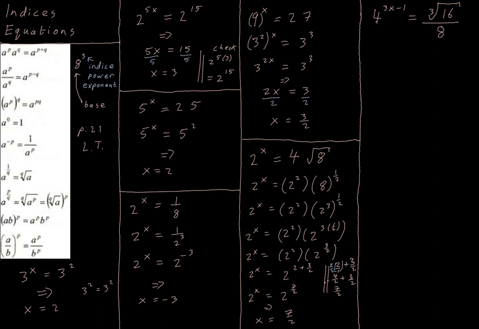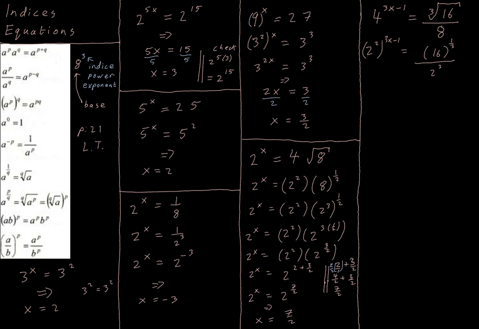I can't see that I can write all of these as powers of 4, but I could write all of these numbers as powers of 2. So I'm going to rewrite this all as powers of 2. So I have 4 is 2 squared, power of 3x minus 1. Cube root means power of a third. Make that a 16. So change one thing at a time. 8 is the same as 2 to the power of 3.